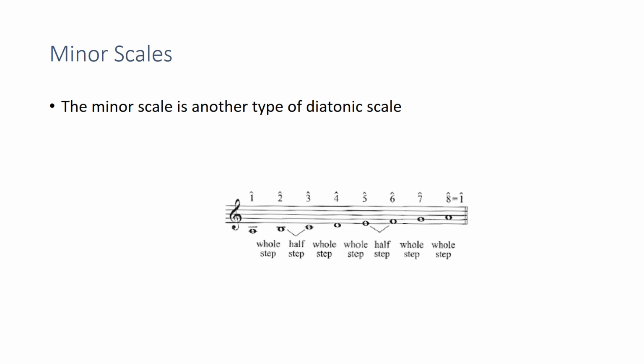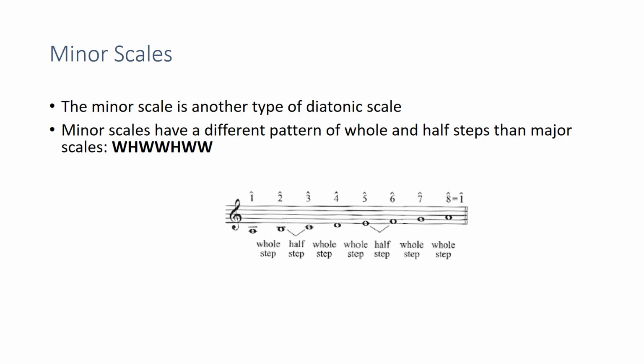So like the major scale, a minor scale is a diatonic scale, meaning it has 7 pitches in the scale and it uses all the letters of the musical alphabet. But minor scales have a different pattern of whole and half steps than major scales have. Whereas major scales are whole, whole, half, whole, whole, whole, half, the half steps in minor come in a different place. Whole, half, whole, whole, half, whole, whole.